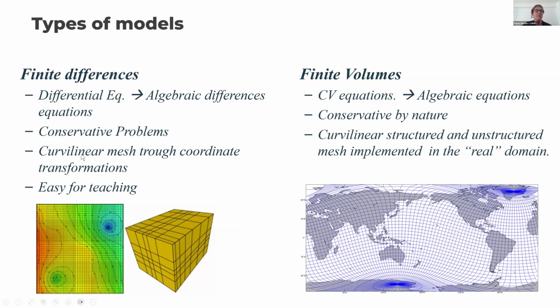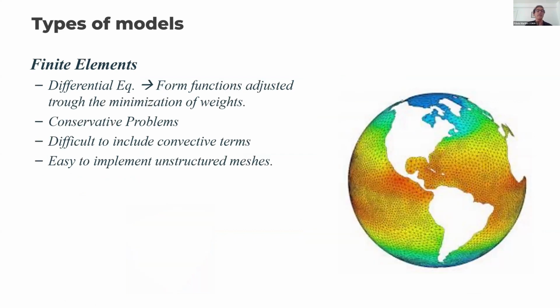And it's also difficult to implement curvilinear meshes. While in the finite volumes, the conservative property is assured by nature of the model, and the curvilinear is very easy to implement, okay? But finite differences are very easy to teach, so they are still being used, at least for teaching. Okay, and then we have finite elements, which is a different class of models.